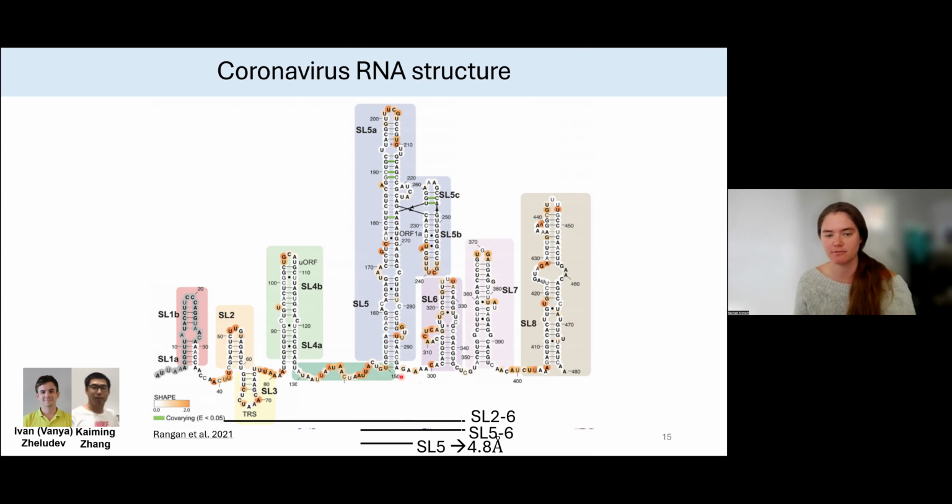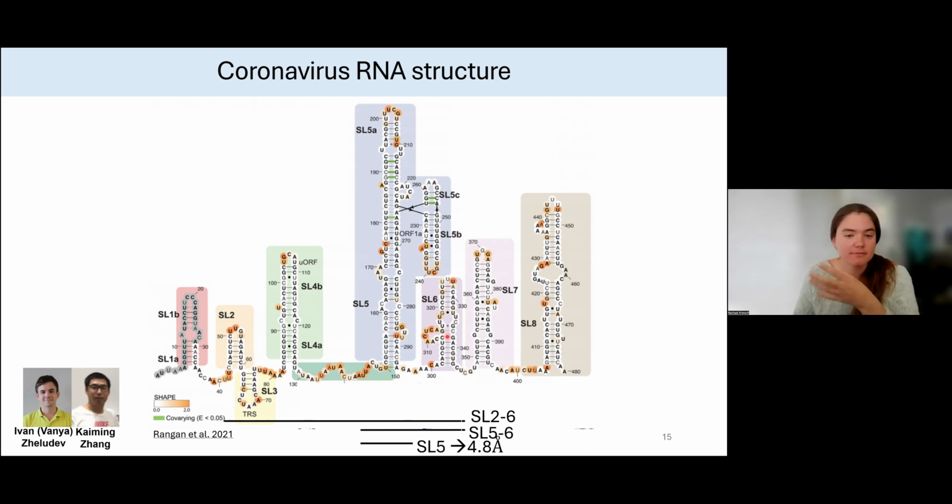So this gets to our first step of how to choose an RNA target, right? So when you're dealing with a full 30 kilobase genome, we can't necessarily image the whole thing. So they decided to first focus on this region here that they thought was very structured. So SL2 to this purple SL6.